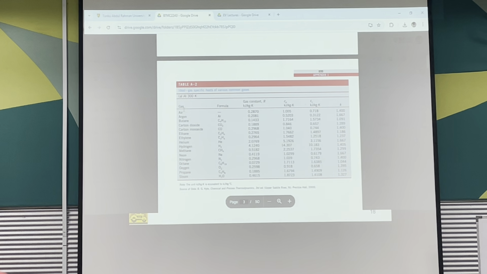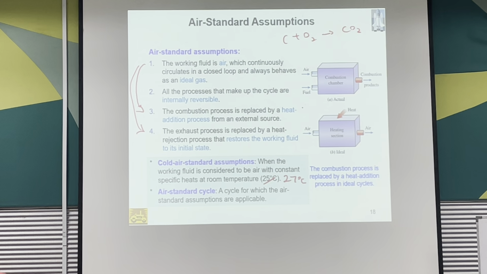For you, most probably you only need gas. So you can get this value for 300 Kelvin based on here. So this is the property. So that's why I say 27. Actually, it doesn't really matter. The keyword is room temperature. The value doesn't change too much.